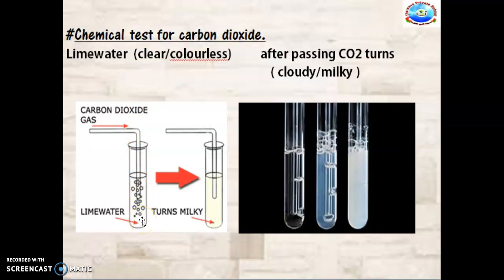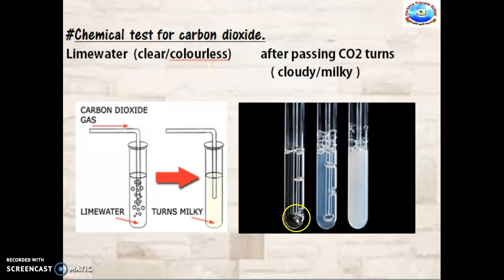It is a clear solution. When we pass carbon dioxide from this pipe, we can see there are bubbles. Why is there the formation of bubbles? Because of the passing of carbon dioxide. And you can see there is a change in the solution. The clear and colorless solution, after passing carbon dioxide, turns into a cloudy or milky solution. You can have a clear image from this.